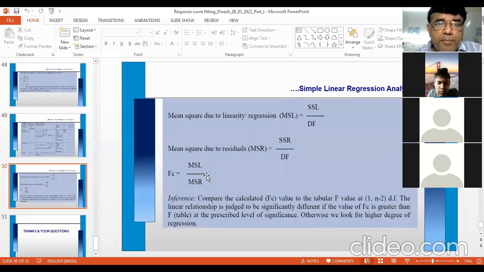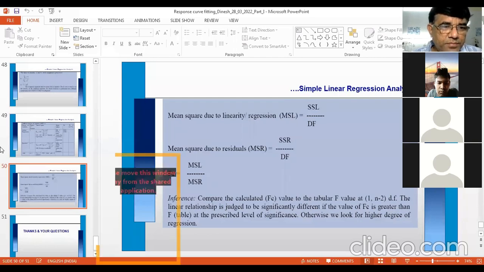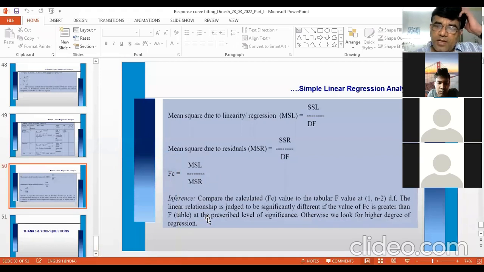And inference is compare the calculated value to the tabular F value at 1 and n minus 2 degree of freedom. The linear relationship is said to be significant if the value is greater than F table at the prescribed level of significance. Otherwise, we look for higher degrees of freedom.